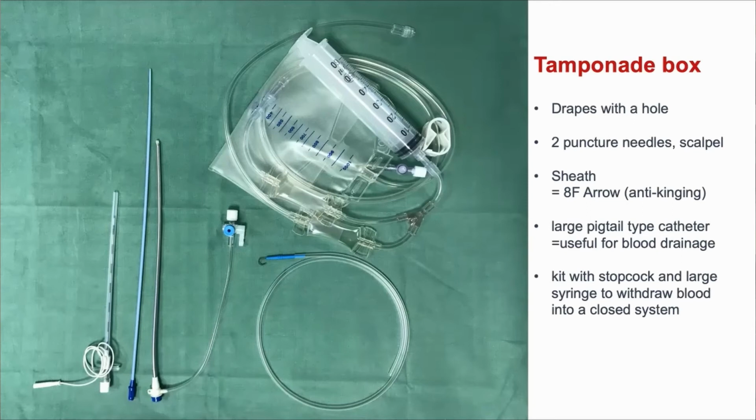In order to perform this step, we must be prepared with a comprehensive package of necessary tools, also called the tamponade box, and it contains drapes with a hole, 2 puncture needles, scalpel, sheath, large pigtail type catheter, a kit with a stopcock and a large syringe to withdraw blood into a closed system.